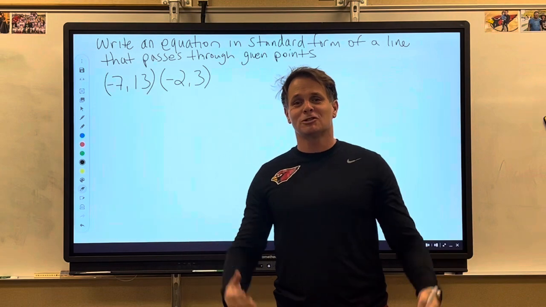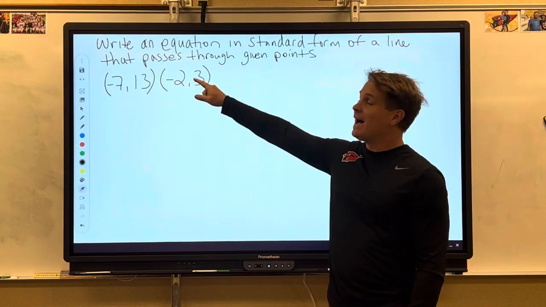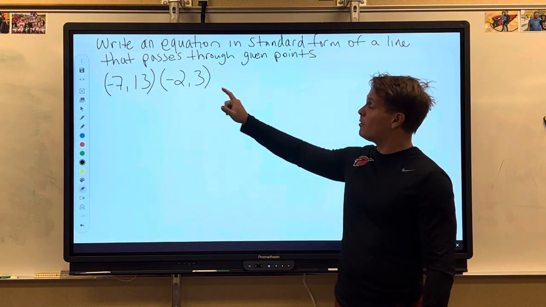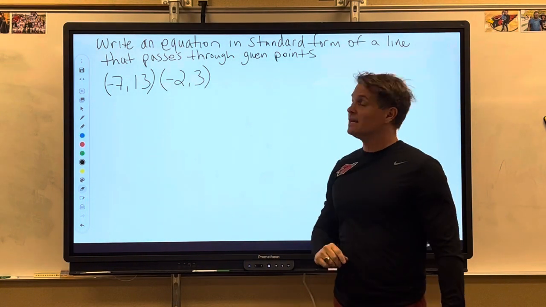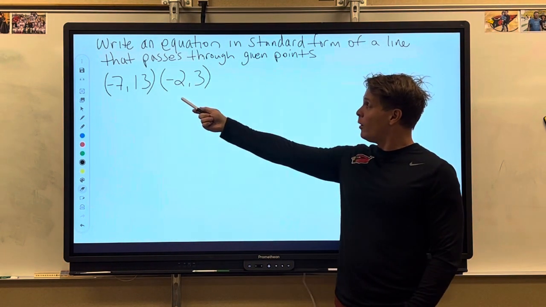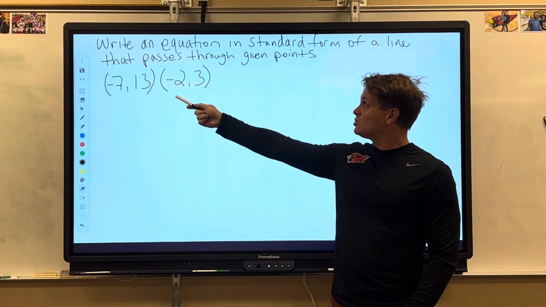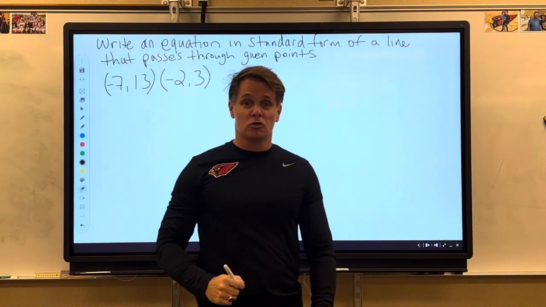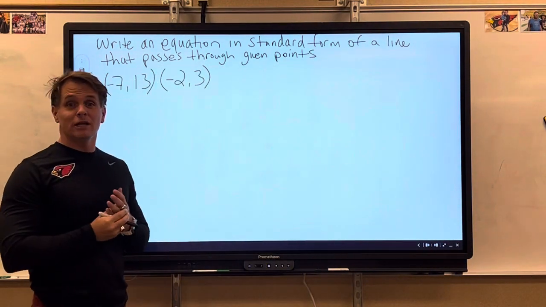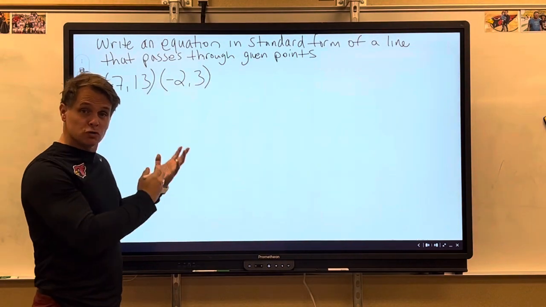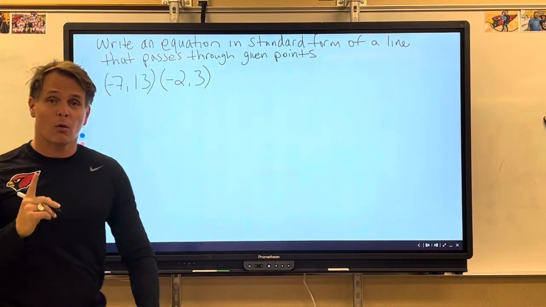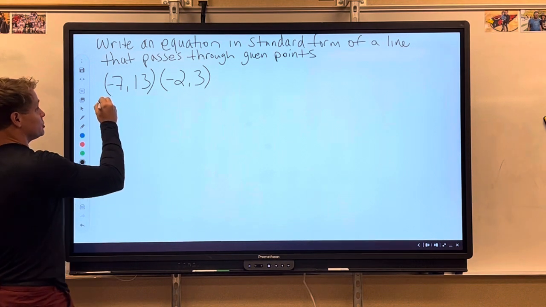I'm Mr. Naylor, and today what we're going to learn is how to write an equation in standard form of a line that passes through given points. The given points that we have are -7, 13 and -2, 3. We're going to write an equation in standard form of a line that goes through these two. So the first thing that we're going to do is find the slope.